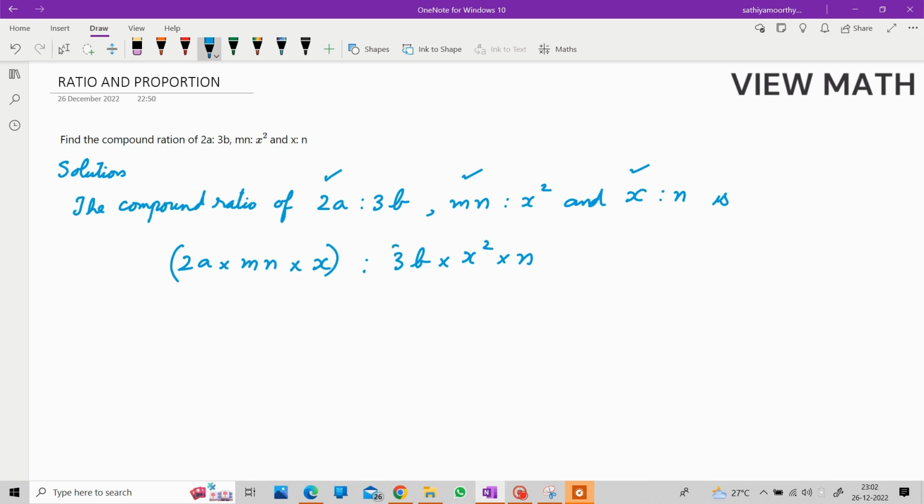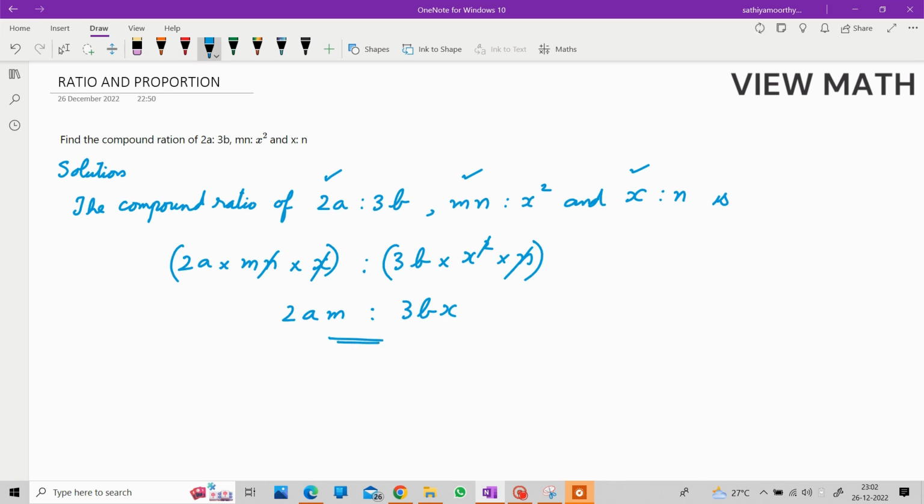So this is a compound ratio. Let me simplify this. Here the n term is the same, so I can cancel n, and x is squared here, so I can cancel. I am left with 2am is to 3b, one x I have cancelled, one more x remains, so 3bx. This is the compound ratio.